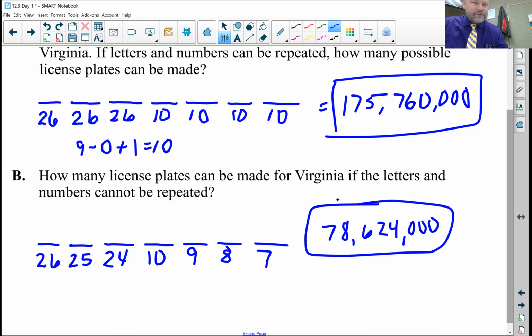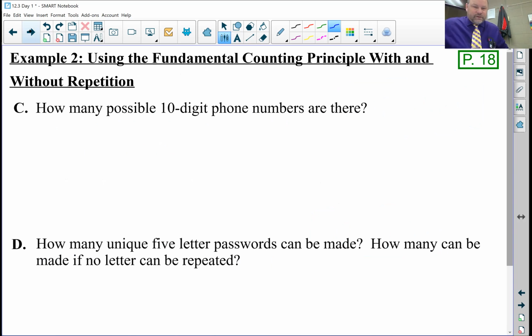All right, let's go to the next question. How many possible 10-digit phone numbers are there? So a few questions we might want to ask before trying to do this. Can numbers repeat on a phone number? Yes, they can. So go ahead and see what you get here.